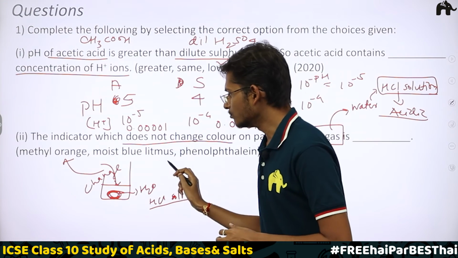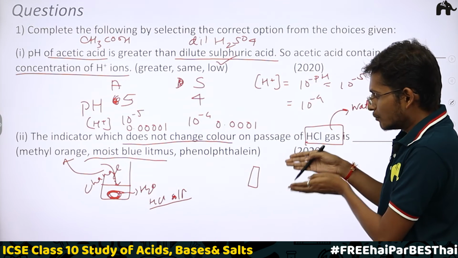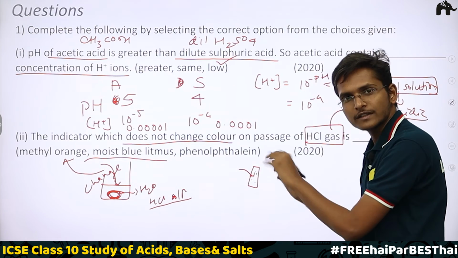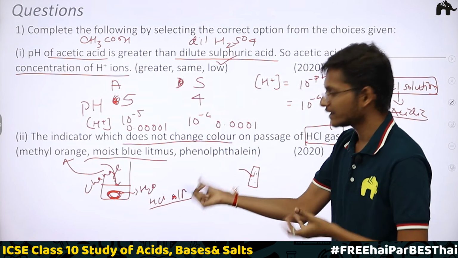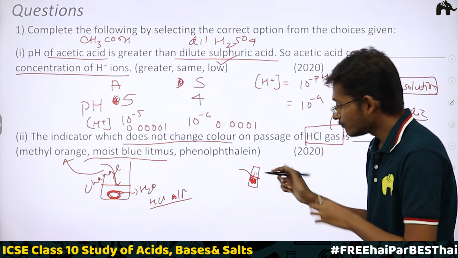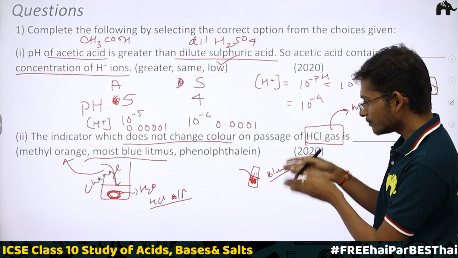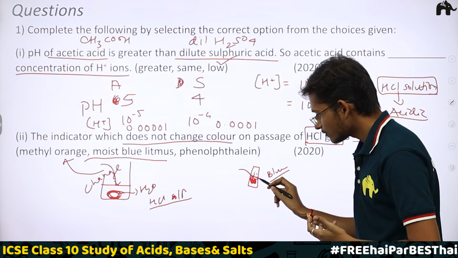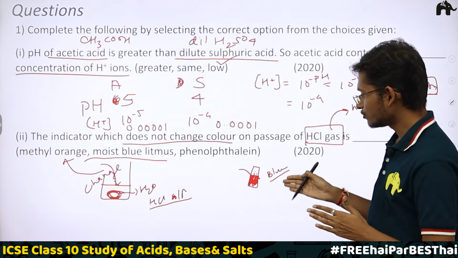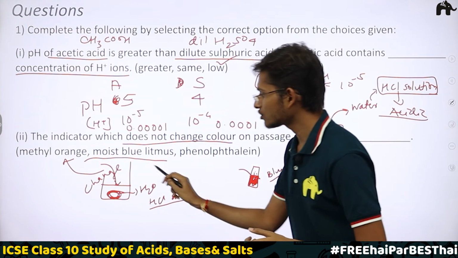Okay, next is moist blue litmus. Now moist means it has some water. So when we pass the HCl gas, the HCl gas would dissolve in that water, it would form HCl solution. HCl solution, again, we know it is acidic. So when acidic solution would form on this litmus paper, which is blue, we know acid means red. So because of this acid, this blue litmus would become red. We remember it this way: blue litmus turns red. So this would also change the color, so this is also not the right answer.